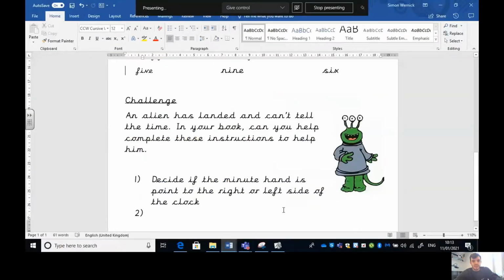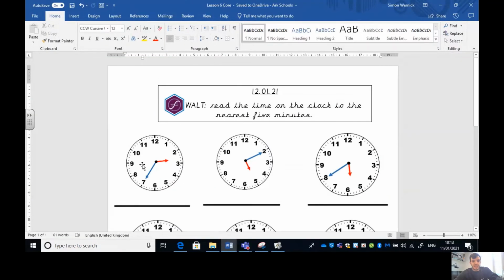Right. Well done, guys. What you need to do now is the first part of your worksheet, the ones that involve reading the time, not drawing, reading. So please do now the first section of your worksheet. Just to make it very clear, you are doing this section here. Off you go. Pause the video, rewatch if you need to, and good luck.